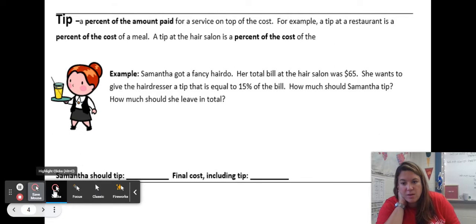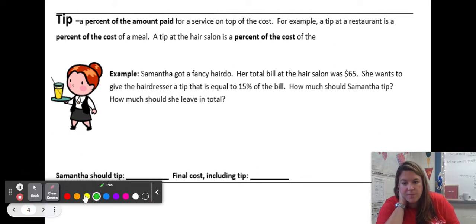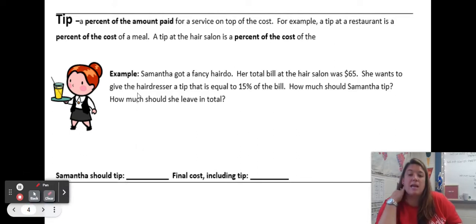tip. So for tip, we are adding an amount. So a tip is a percent of the amount paid for a service on top of the cost. So a tip at a restaurant is a percent of the cost of the meal, so however much you pay, a percentage of that, and then you tip that to the waiter. And a tip at a hair salon is a percent of the cost of the service that they provide, right?